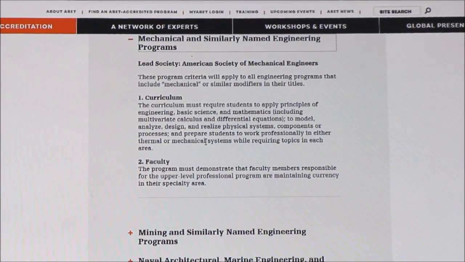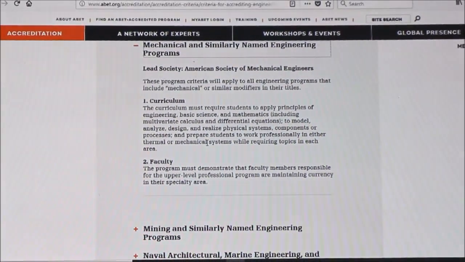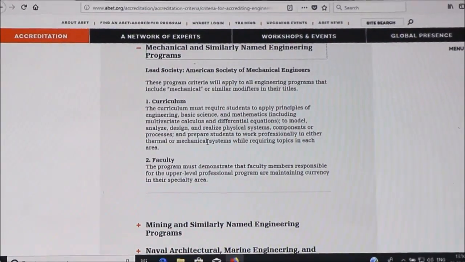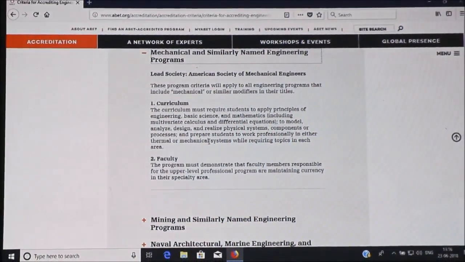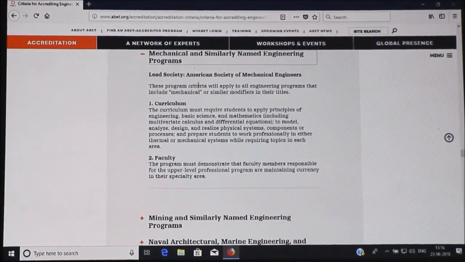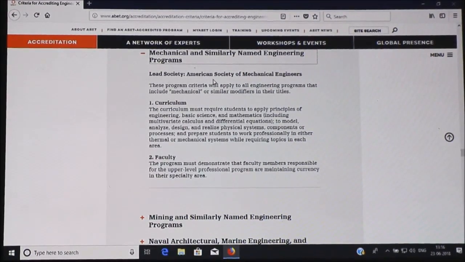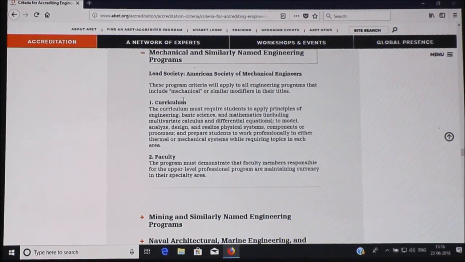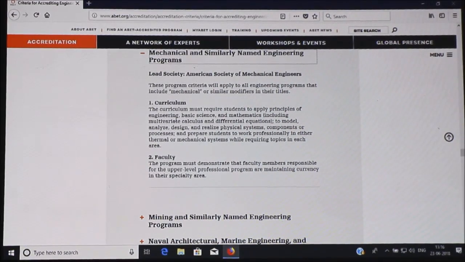With this, what are we going to do? Whatever curriculum we have and whatever faculty we have, we have to map it with this one. So, we have to put the curriculum proposed by the American Society of Mechanical Engineers. You create a table and put the curriculum components there. The curriculum must require students to apply principles of engineering. You have to put principles of engineering, then basic science, then mathematics and things like that.